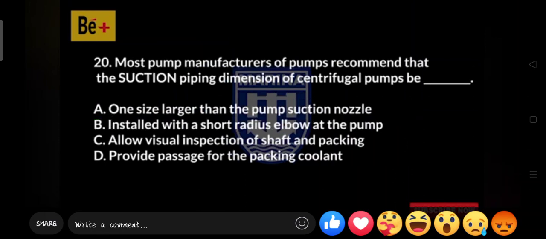Most manufacturers of pumps recommend that the suction piping dimension of centrifugal pumps be A. One size larger than the pump suction nozzle. B. Installed with a short radius elbow at the pump. C. Allow visual inspection of shaft and packing. D. Provide passage for the packing coolant. The answer is A. One size larger than the pump suction nozzle.